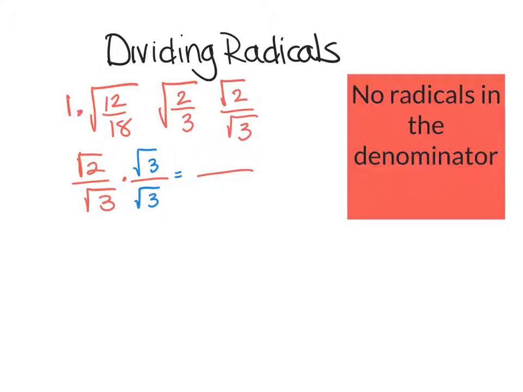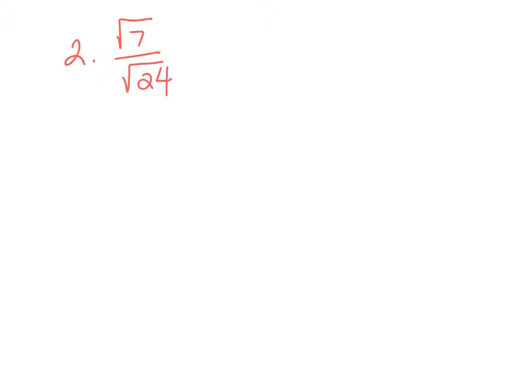So now the square root of 3 times the square root of 3 comes out as 3, because it's actually the square root of 9, and the square root of 9 is 3. At the top, when we multiply, we get the square root of 2 times 3, which is 6, over 3. Final answer.